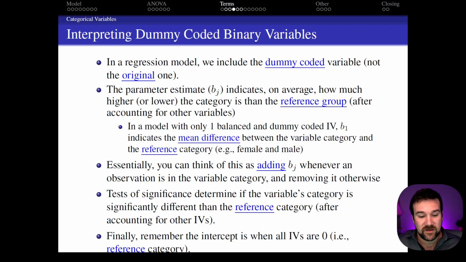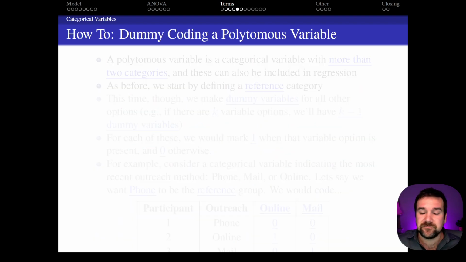Oh, and I did mention that at the end here. I didn't remember if I did. So the intercept is when all the independent variables are 0. And remember, when the female is 0, that is the reference category. So that's what the intercept is referring to.